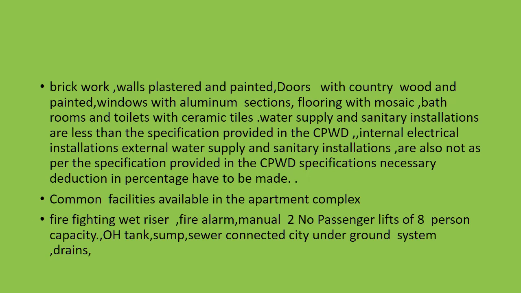Internal electrical installations, external water supply and sanitary installations are also not as per the specification provided in the CPWD specification. So, necessary deduction in percentage has to be made. Common facilities available in the apartment complex: firefighting wet riser, manual fire alarm, 2 passenger lifts of 8 passenger capacity, overhead tank, and sewer connected to the city underground drainage system.